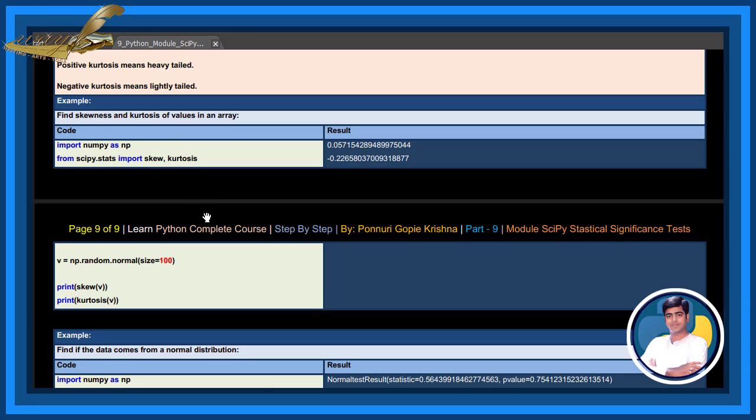See the example. Find skewness and kurtosis of values in an array. First you should import skew and kurtosis, and execute this. Print skew and kurtosis, the result returns this.